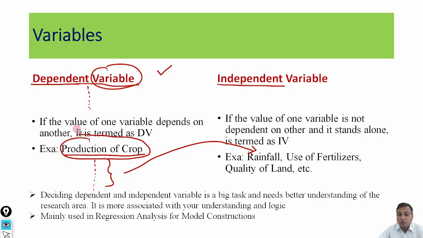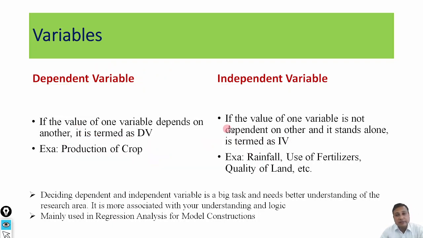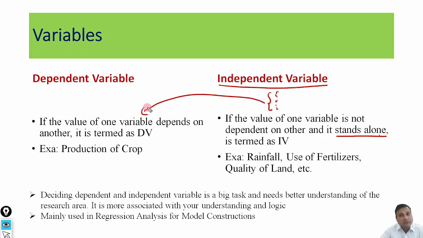Fine. Then what is the meaning of independent variable? Independent variables are the variables whose values are actually stand-alone values. They don't depend on the other variable values. These values actually affect the values of another variable, so they are known as independent variables. So these two variables are going to play a very crucial role here in the regression equation.